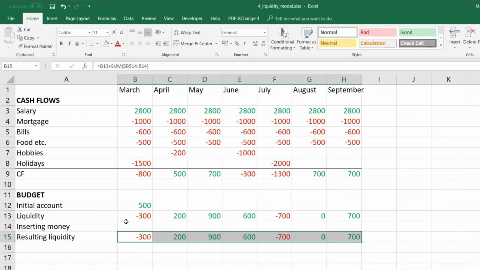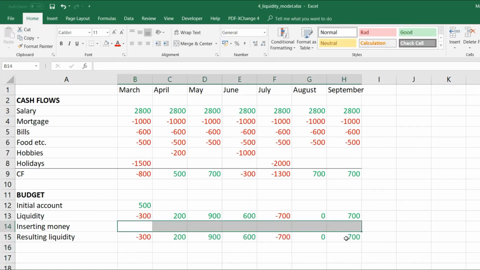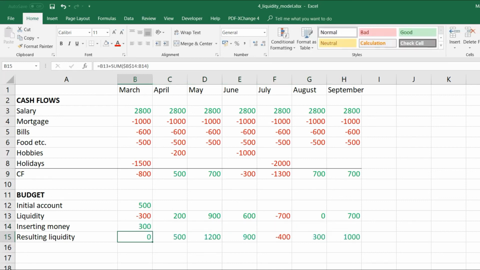And when there is nothing to insert, I have exactly the same result in liquidity. So clearly here I would want 300 euros. And then everything that is left is just 400 euros in July. And I will be okay for the whole period.